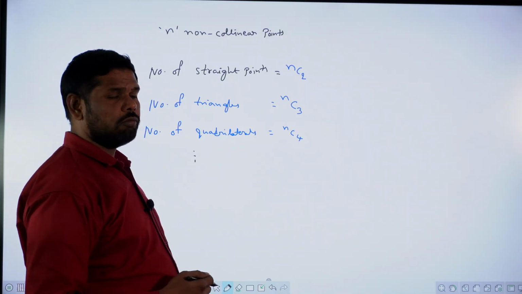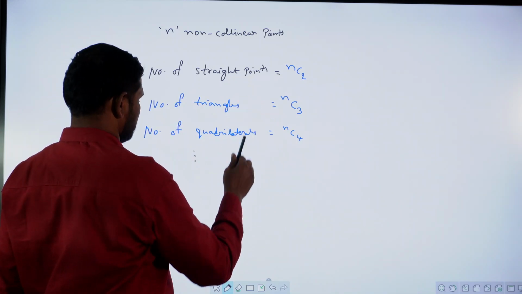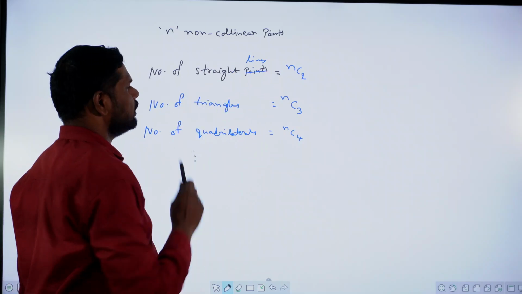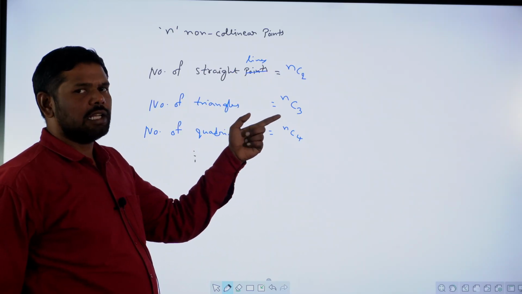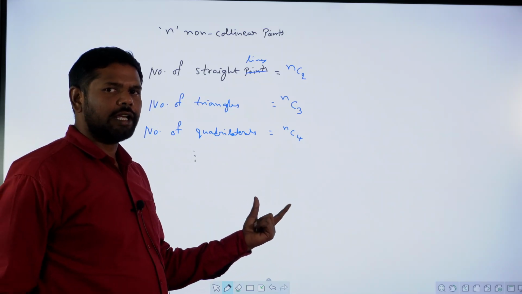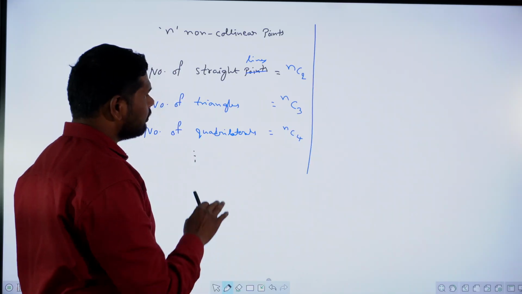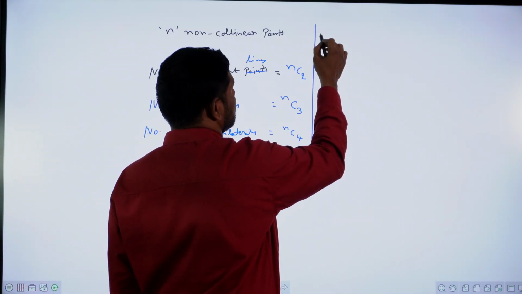Very easy. We need to analyze, for each straight line, how many points are required? 2. That's why nC2. For each triangle, 3. For each quadrilateral, 4. For each pentagon, 5. For each octagon, 8 points required. Like that, similarly, with the same n non-collinear points, a question may be framed differently.